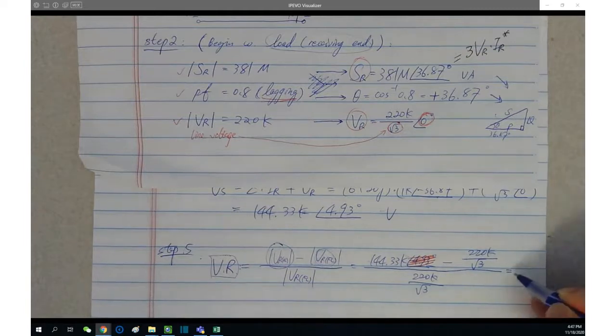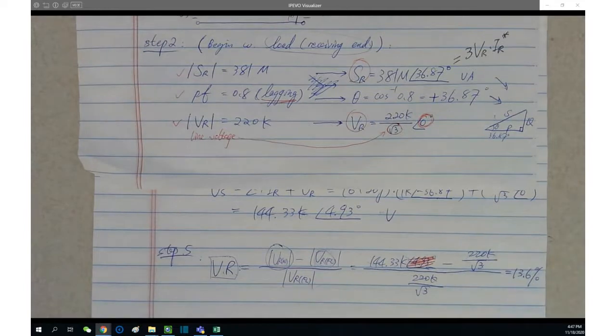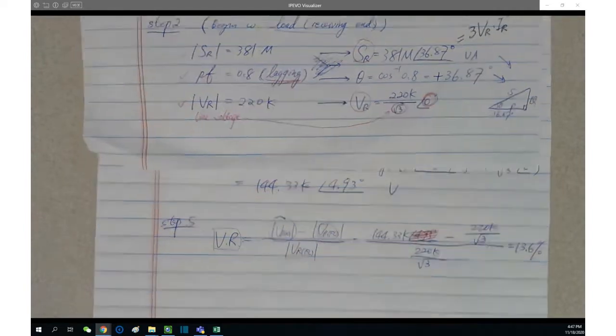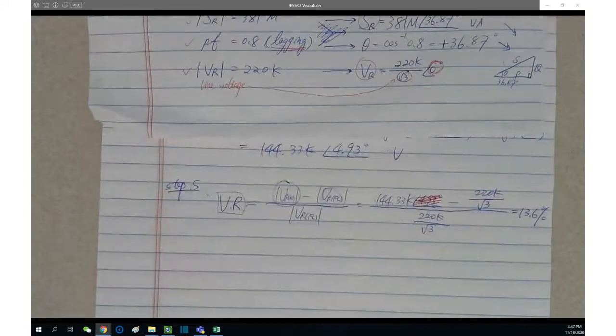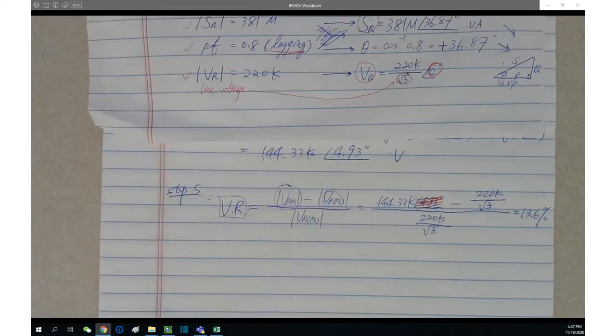So VR turns out to be 13.6%. We got VS, and then we immediately can find voltage regulation, right? Any questions so far?